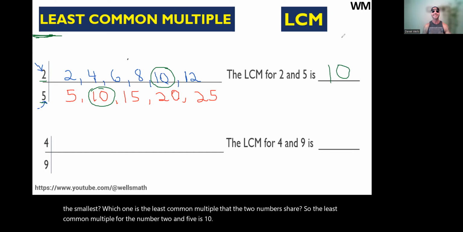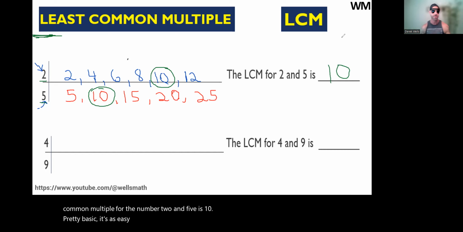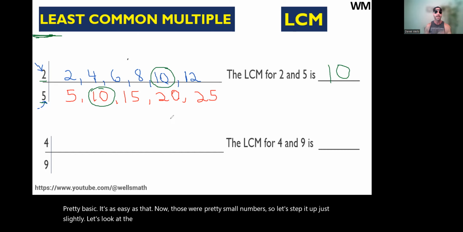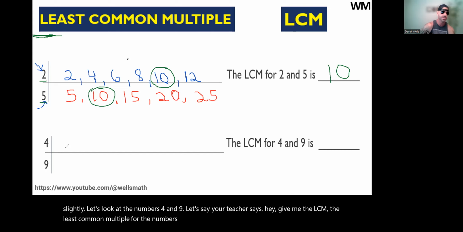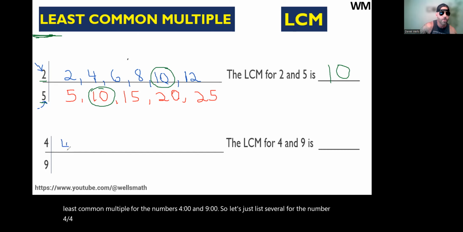Pretty basic. It's as easy as that. Now, those were pretty small numbers. So let's step it up just slightly. Let's look at the numbers 4 and 9. Let's say your teacher says, hey, give me the LCM, the least common multiple, for the numbers 4 and 9. So let's just list several for the number 4. 4 times 1 is 4. 4 times 2 is 8. 4 times 3, 12. 4 times 4 is 16.